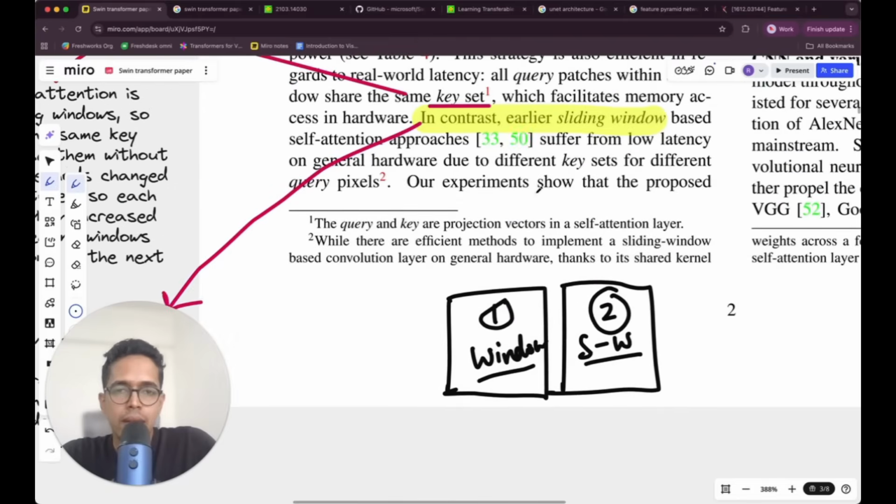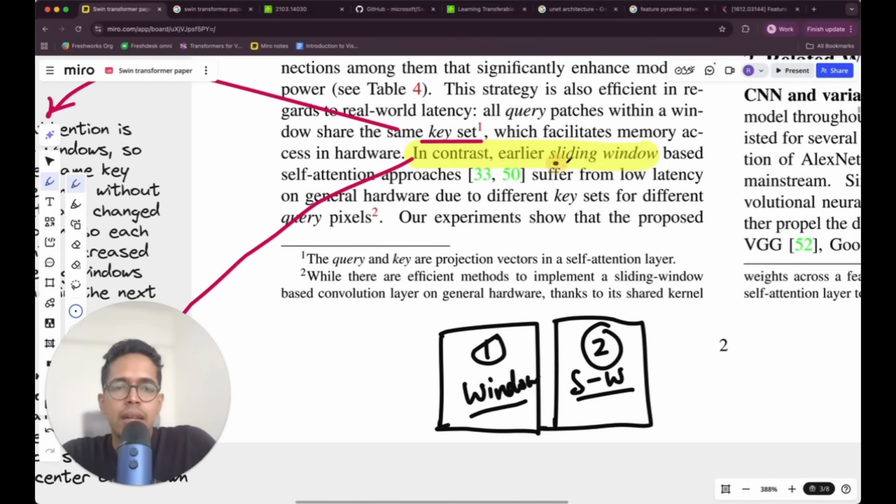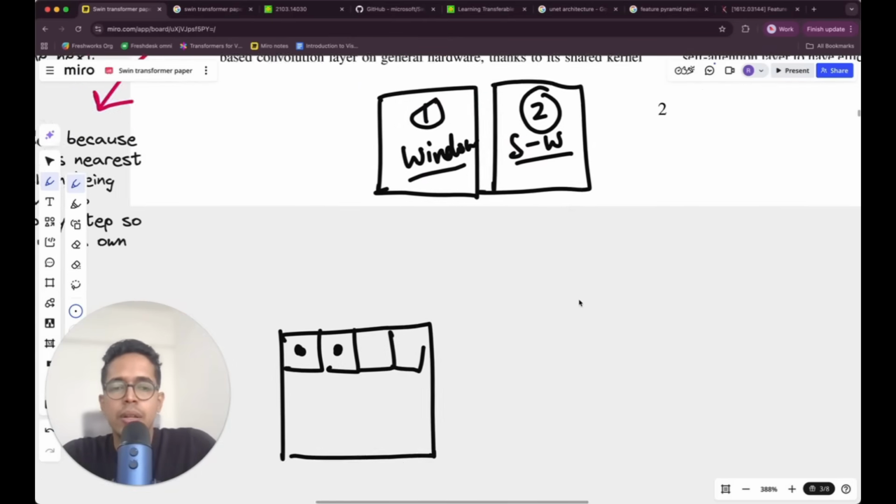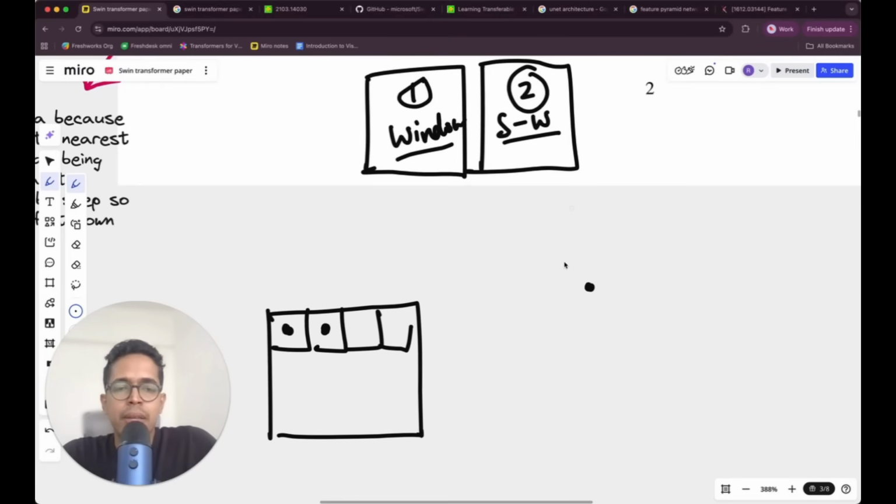On the other hand, in contrast, earlier sliding window-based self-attention approaches suffer from low latency on general hardware due to different key sets for different query pixels. So there, what they were doing was, if this is a query pixel, they will construct a window around this pixel. So now this is the query. These pixels within this window are the keys.